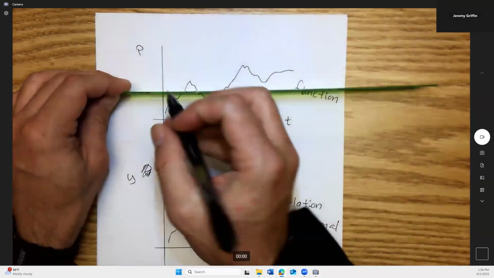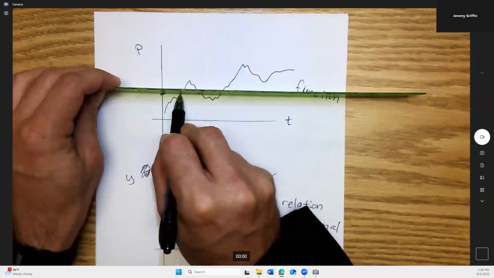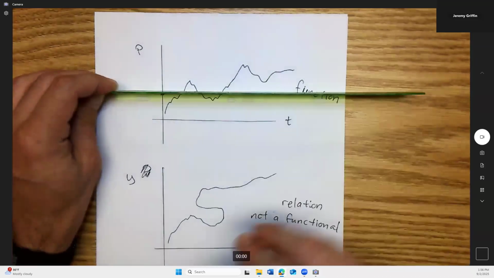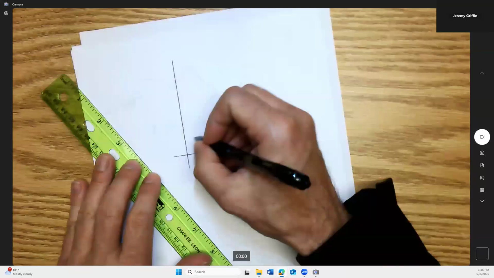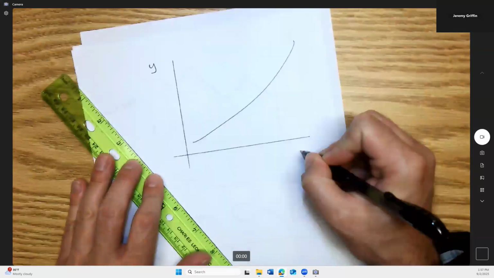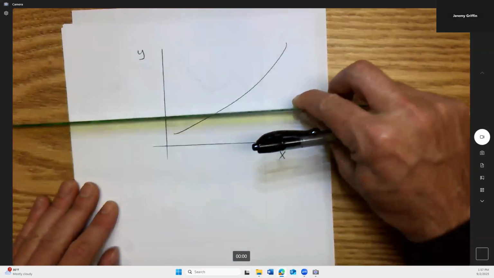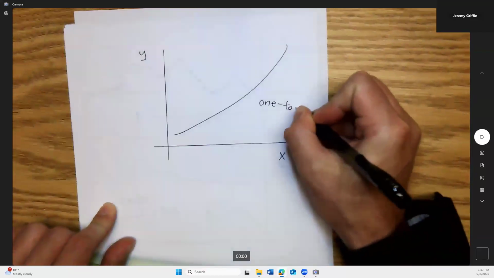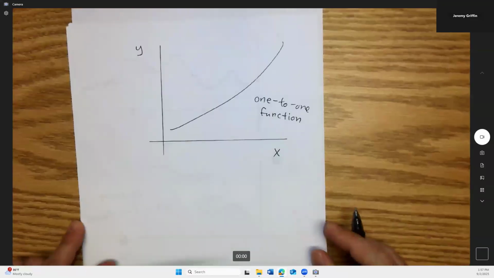You say, what time was it when the price equaled this value right here? Well, there are actually three different times, right there, and right there. So I got three different answers, and this would not be what's called 1-to-1. But if you had a function like this, here I'll change this back to x and y, so y versus x. Not only is there one y value per x value, but there's also only one x value for every y value. That would be called a 1-to-1 function.